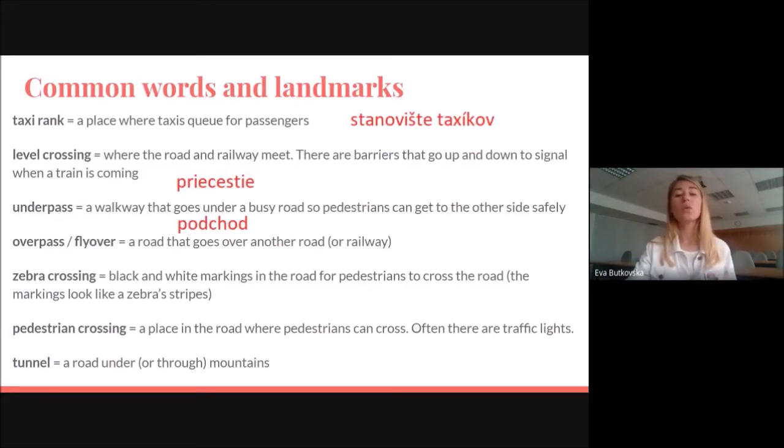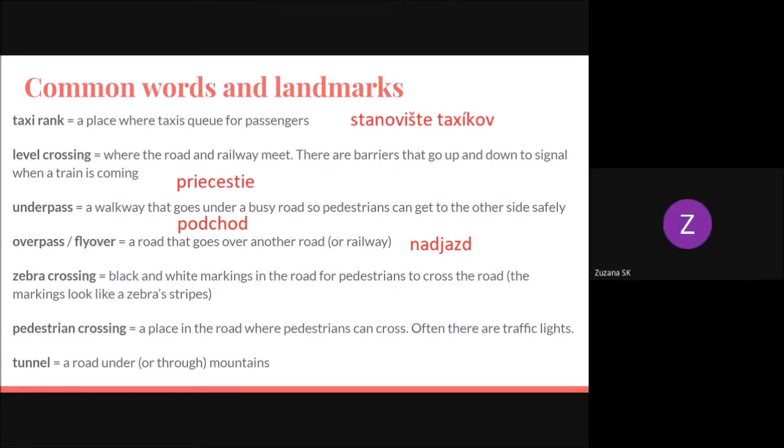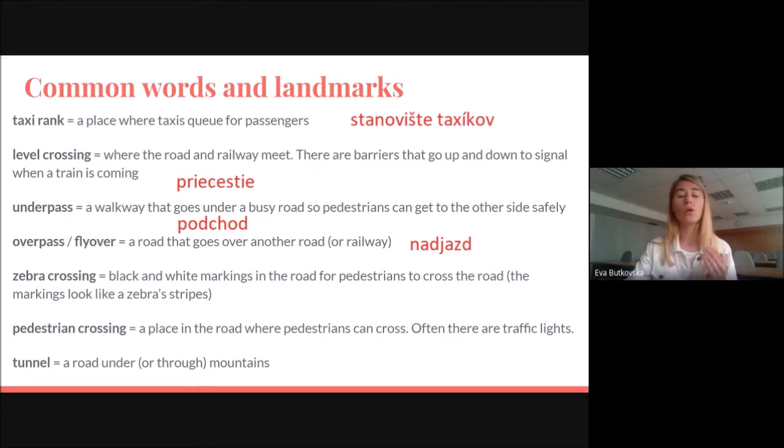A road that goes over another road. Does anybody know the translation? Nadchod. Very good. Nadjazd. Alebo nadjazd, presne tak. Underpass or overpass. You can use it for pedestrians as well, and as well for roads or for cars.